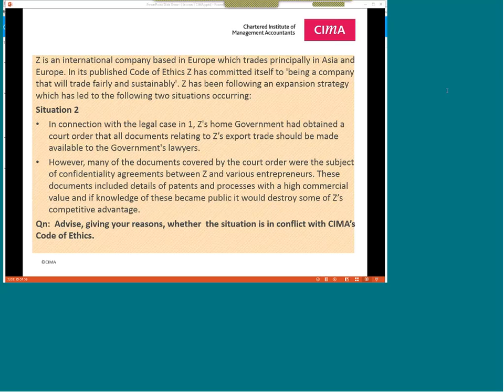Even though the code says confidential information can't be given to a third party, if there's a legal requirement, we have to give that information. Very good. I will just show you the marking guide answer, which is very similar to what you did actually.